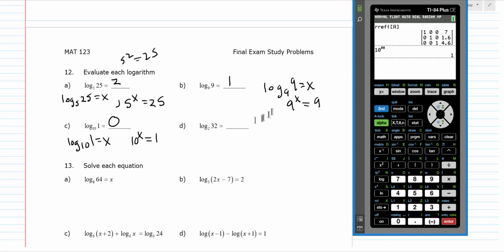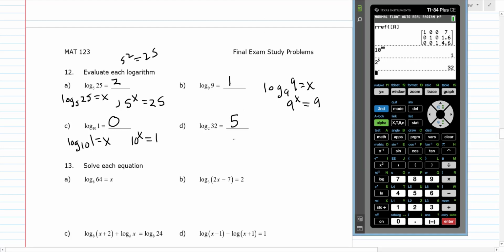Okay, same thing here. The answer to the next one's 5 because 2 to the 5th is equal to 32. All right, so you can kind of go backwards with that on your calculator. You can just say 2 to the x is 32. X has to be equal to 5.